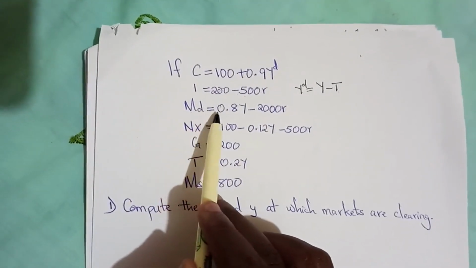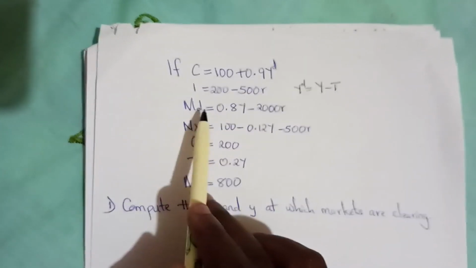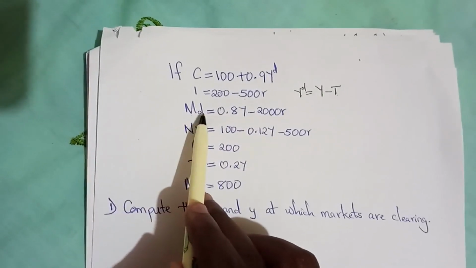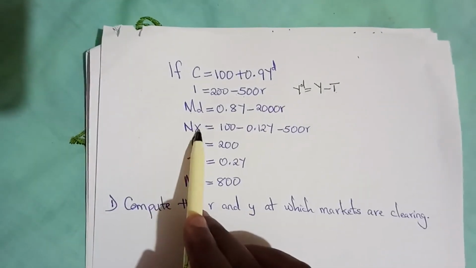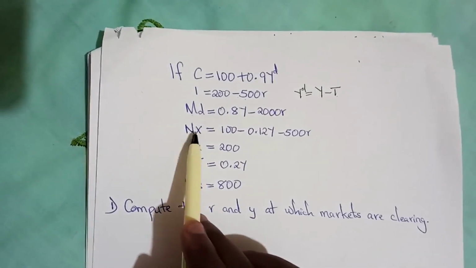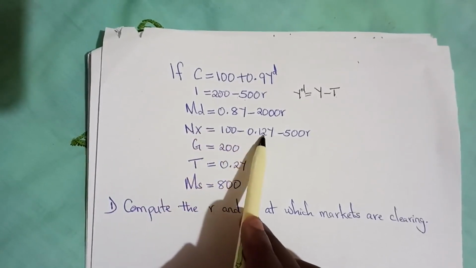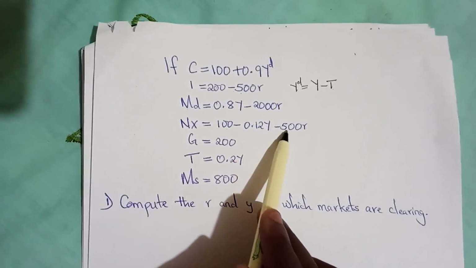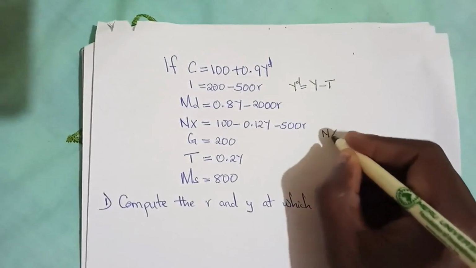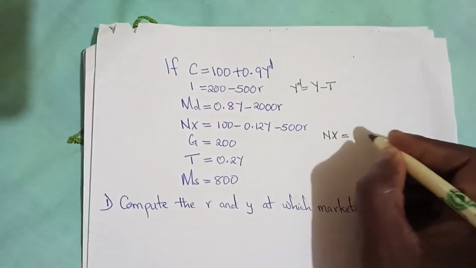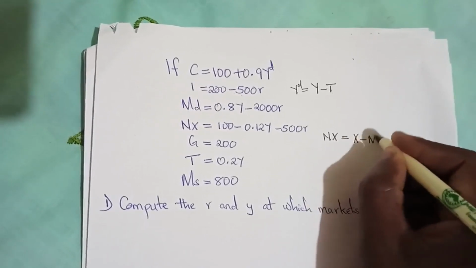MD is equal to 0.8Y minus 2000R. Guys, MD represents money demand. NX, which represents net export, is equal to 100 minus 0.12Y minus 500R. NX is the same as total exports minus total imports.